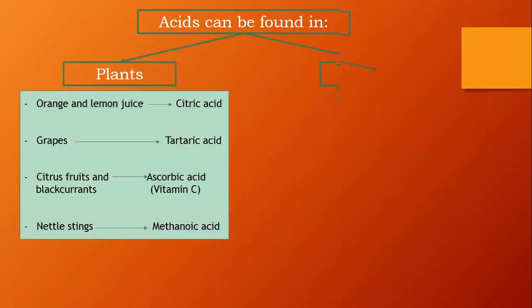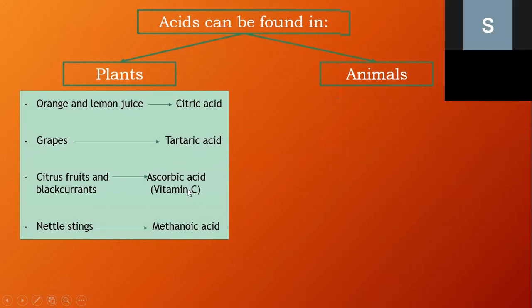We said that acids can be found in plants and in animals. Where in the plants can we find them? In the orange and the lemon juice, I can find citric acid. In the grapes, I can find tartaric acid. In citrus fruits and blackcurrants, citrus fruits like the grapefruit, the orange, the lemon, and the blackcurrants contain what? They contain ascorbic acid, or vitamin C.